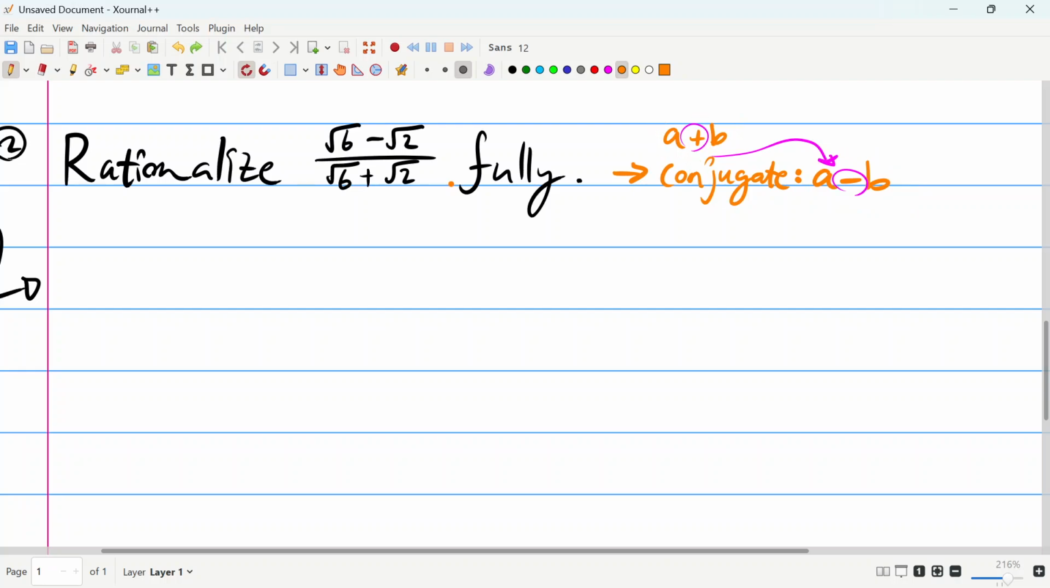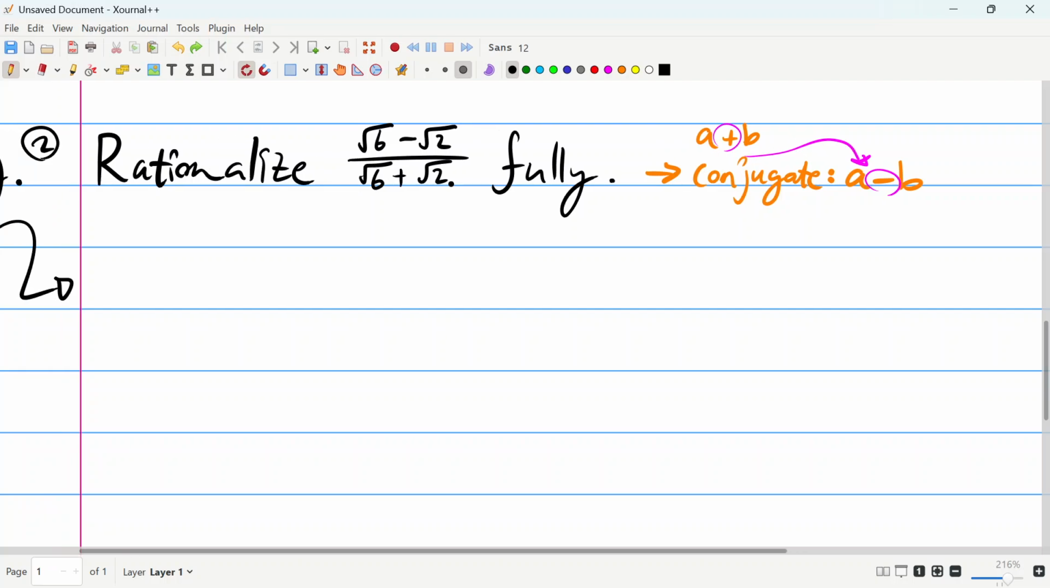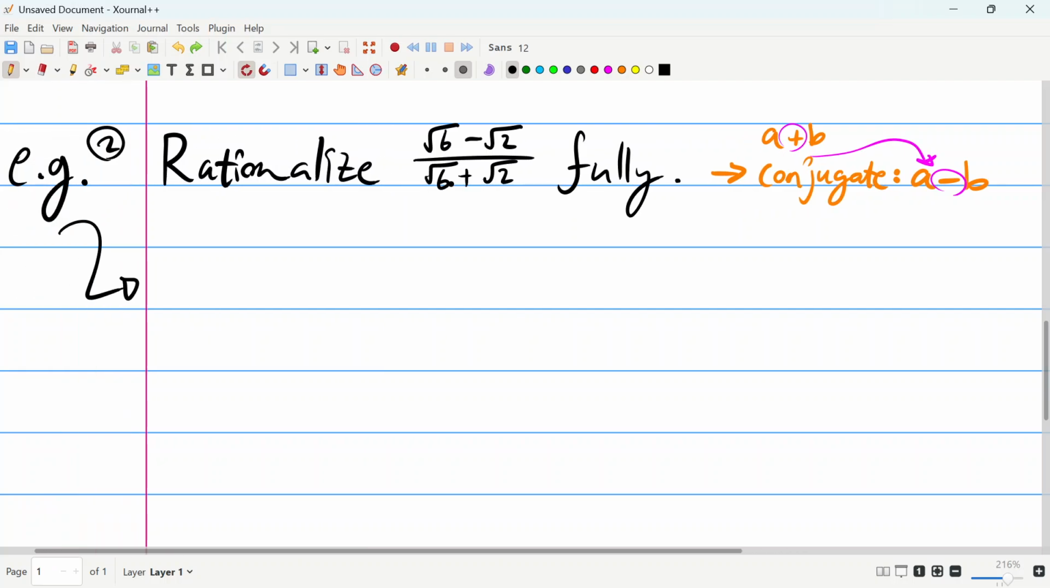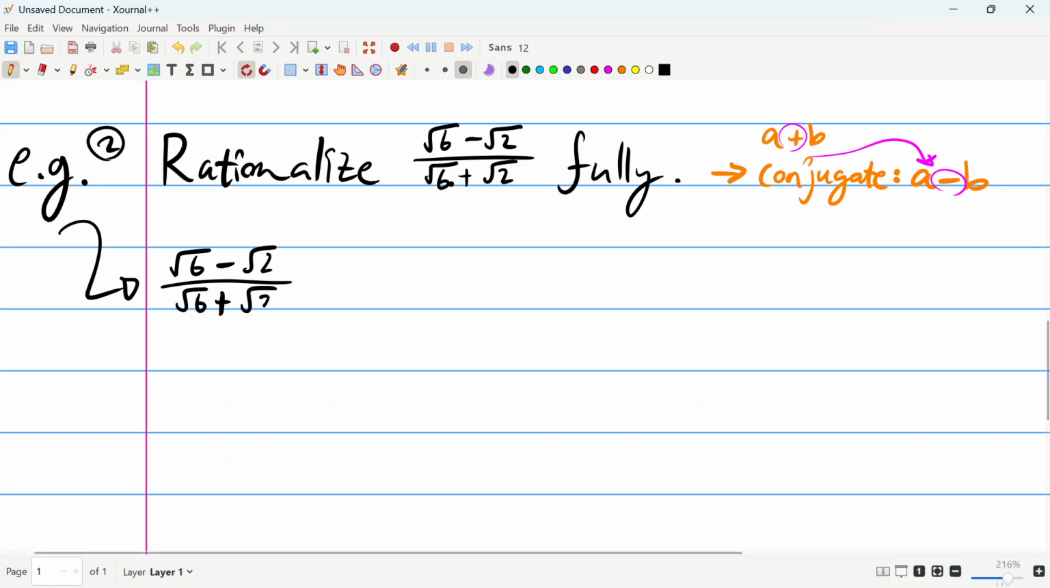Okay, now why does this help us? Whenever we have a binomial term, right, we have two terms in a denominator instead of one, because the last example we just had the square root, just one term in the denominator. But now we have two, so this is a little bit more tricky. So now this is where we use conjugates, and I'm going to show you why it works.